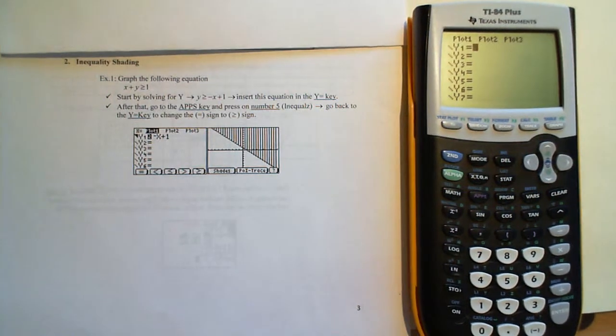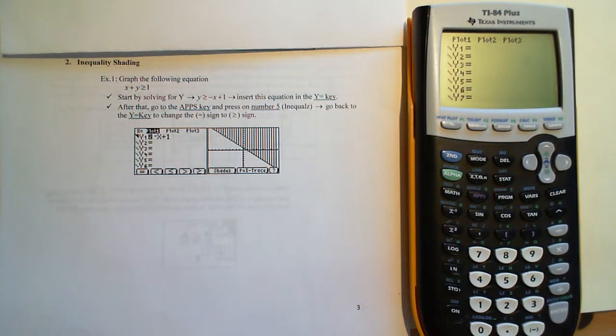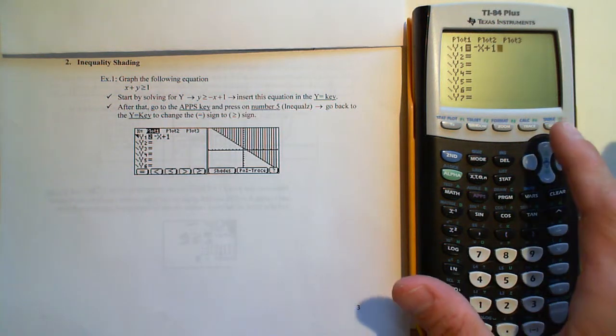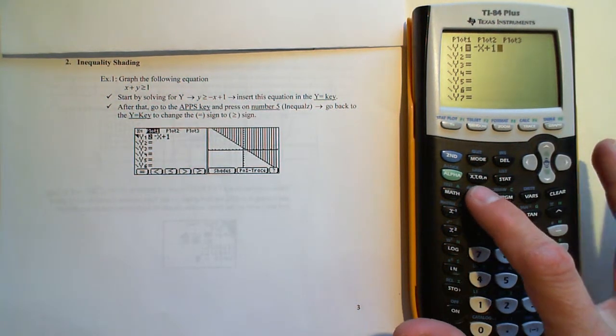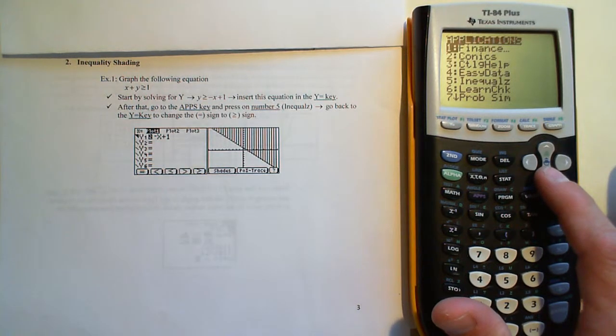Now we have all the equations: Y1, Y2, Y3, Y4, and so on. Enter in negative x plus 1. But now you notice we need the symbols for the inequalities, where it reads greater than, equal to, less than. For this, we're going to turn an application on, called Inequalities.